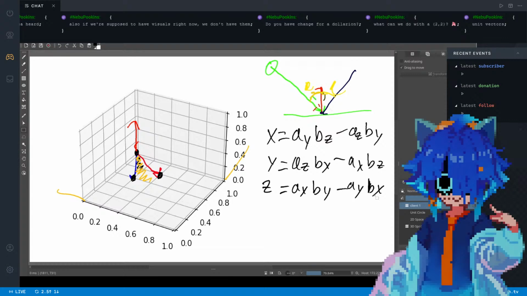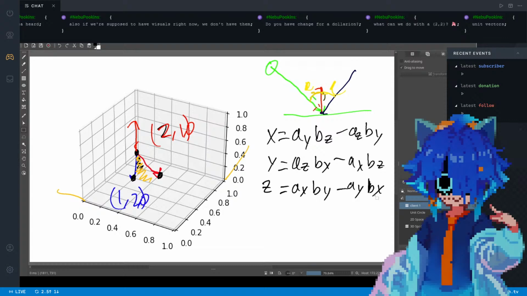So what is that in our case? Well, we said that this red vector was the vector 2, 1. And this blue vector is the vector 1, 2. And both of their third components, both of their z's, are 0. So let's put those in.